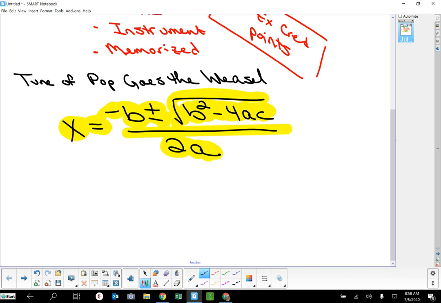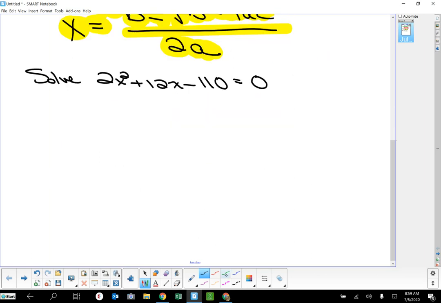All right, here's how we're going to make it work for us. We are going to solve, let's see, we'll start with one not turned over into weird places: 2x squared plus 12x minus 110 equals 0. So maybe you could factor this, maybe not. Some of you don't like to factor. So this is something you could utilize all of the time. Now, keep in mind that this is in ax squared plus bx plus c form.